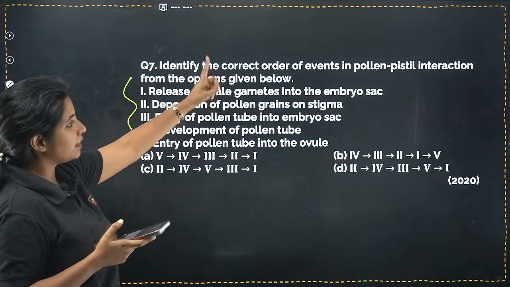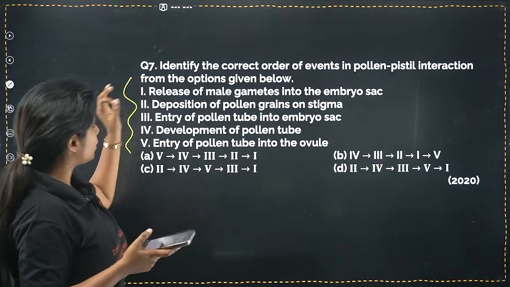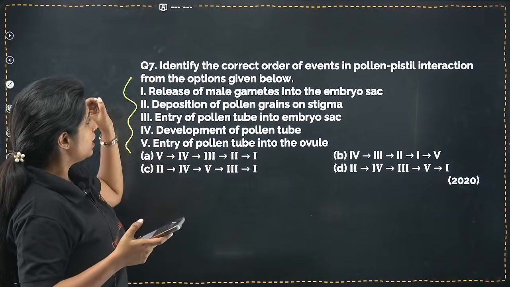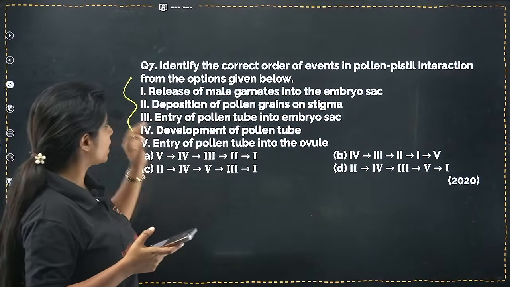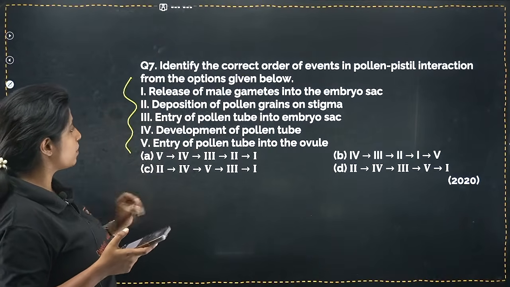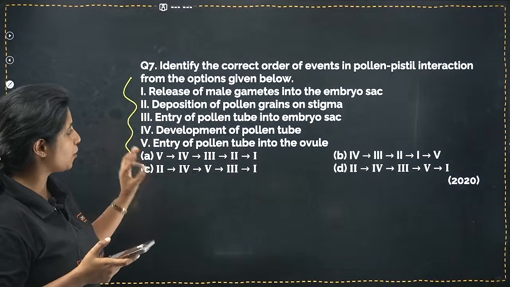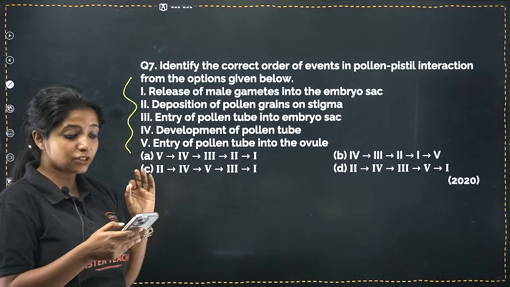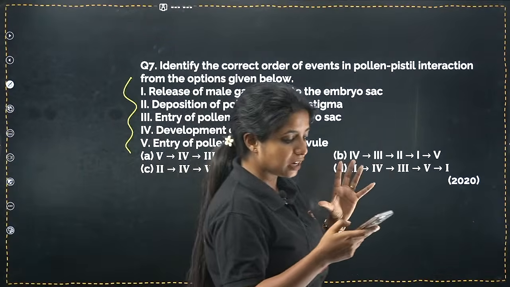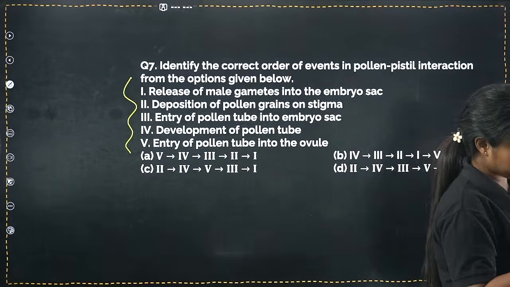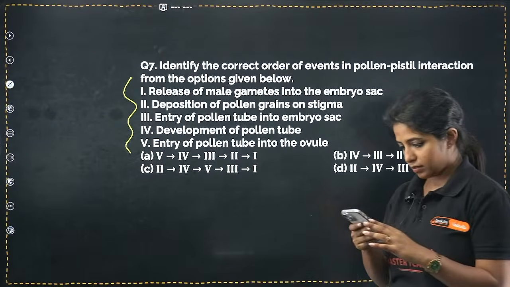So identify the correct order of events in pollen-pistil interaction from the options given below. Release of male gametes into the embryo sac, deposition of the pollen grains on the stigma, entry of pollen tube into the embryo sac, development of pollen tube, entry of pollen tube into the ovule. Please read this question very carefully and then only go and attempt it. Very, very important.